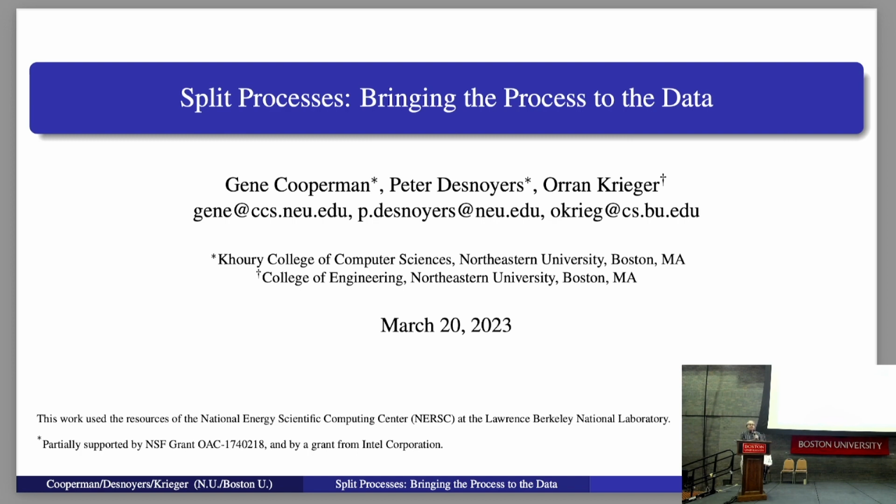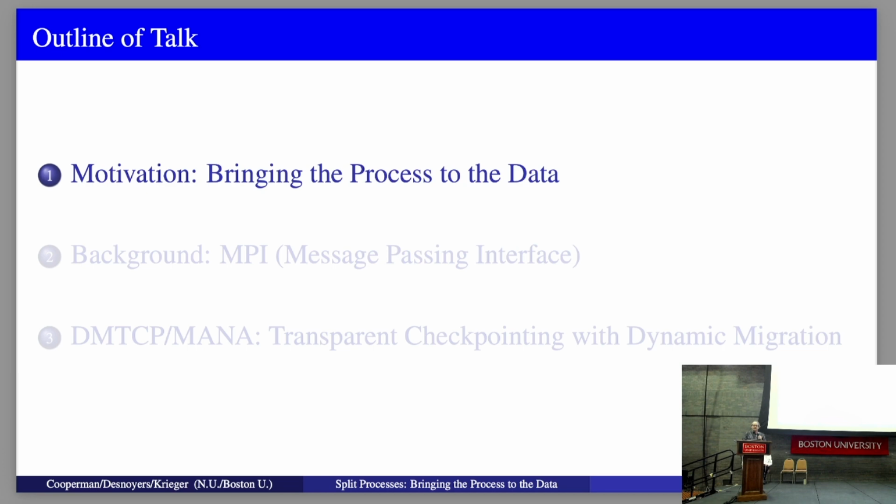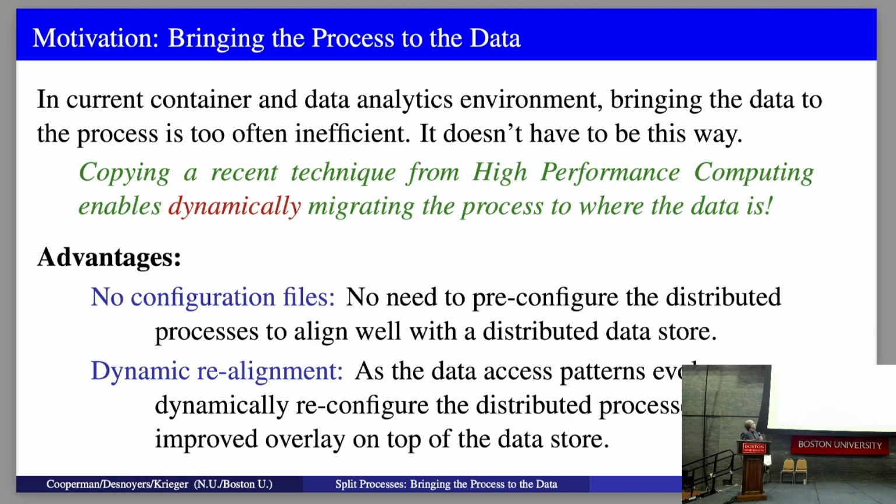So as I said, the motivation here is going to be bringing the process to the data. So imagine in the cloud you have processes which need to access various data stores, and they may need to take many hops. There can be quite a lot of inefficiency there. So if we can remigrate all your processes so they're closer to where they need to be, then you're better off. So this is the idea.